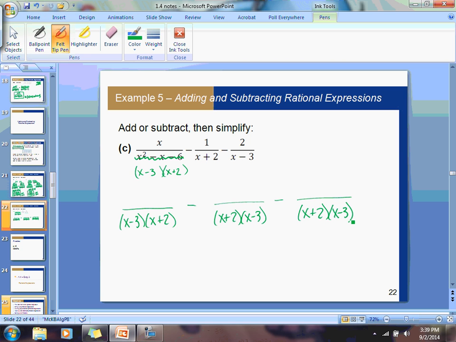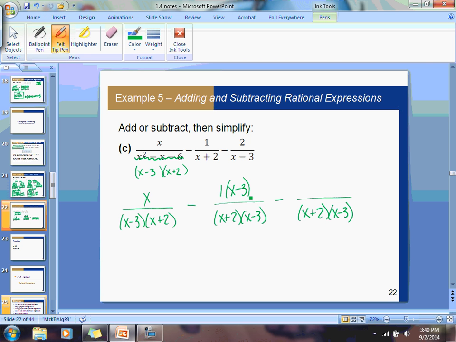Okay, so there's my 3 new denominators. Now this first fraction, I didn't do anything to it. I still have the x minus 3 and the x plus 2 as my denominator, so I didn't make it any bigger. I just multiplied it by 1. Okay? The second fraction, though, it had the x plus 2, but I multiplied it by the x minus 3. So I made it x minus 3 times bigger. So that's what I have to multiply by in my numerator to adjust.